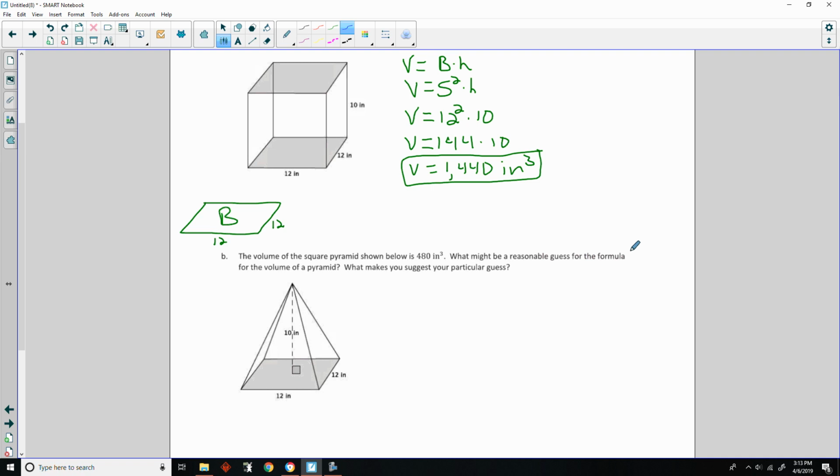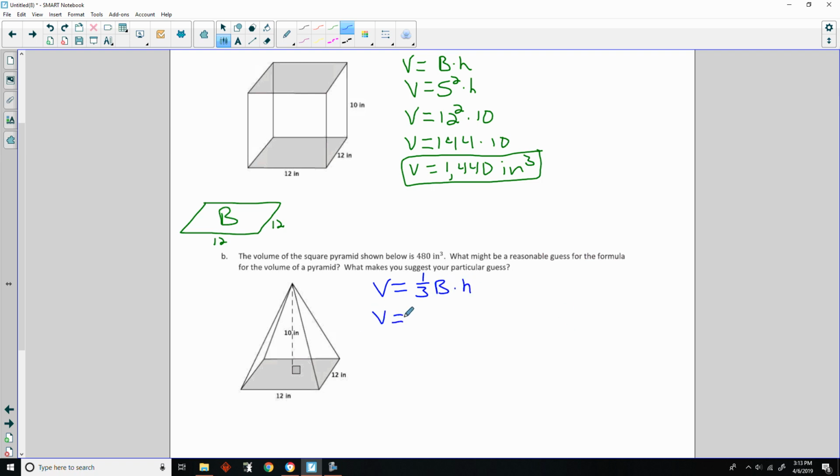What might be a reasonable guess for the formula for the volume of the pyramid? Okay, well, reasonable guess, now knowing that a cone is 1/3 of a cylinder, then I'm thinking a square pyramid is 1/3 of a cube. So I would say the volume would equal 1/3 the base area times the height.